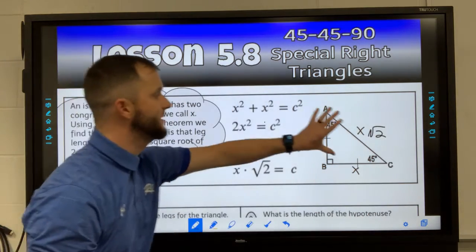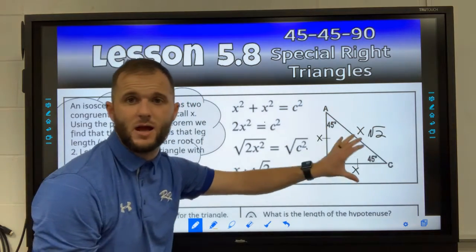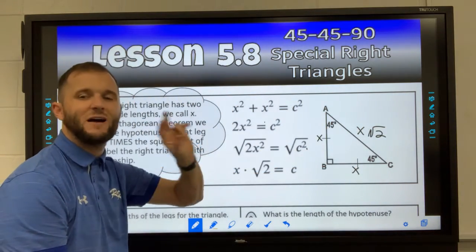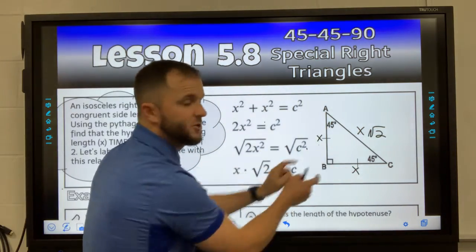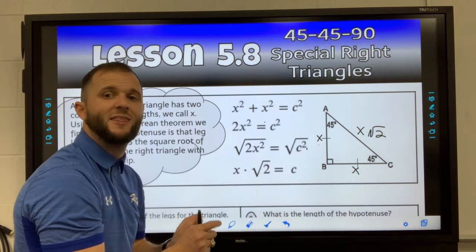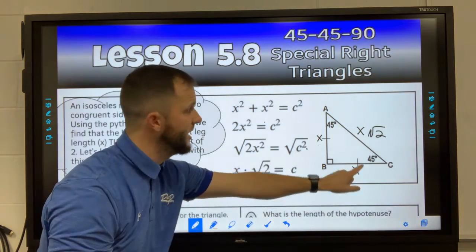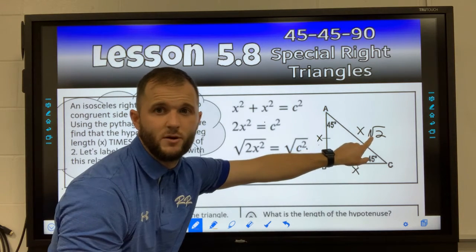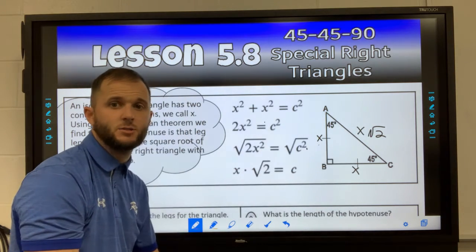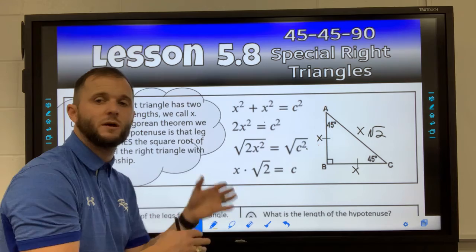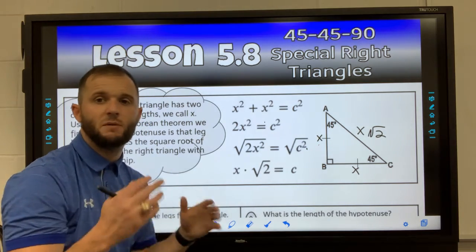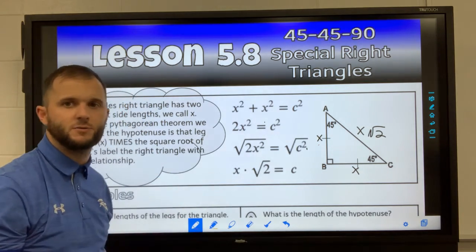This is the template that you need to memorize. On a 45, 45, 90, both of my legs are going to be congruent to each other. Then to find the hypotenuse, all I have to do is take that leg measurement and multiply it by the square root of 2, and that's going to give you the hypotenuse. We're going to apply this concept to our examples, and it should be pretty simple for you guys. So let's jump over to those examples.